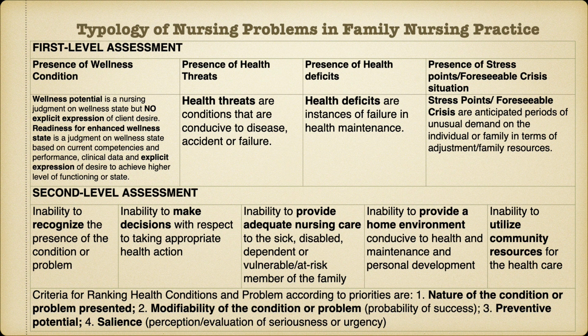So our criteria for ranking health conditions and problems according to priorities are the nature of the condition or problem presented, modifiability of the condition or the problem, the preventive potential, and the salience of the problem.